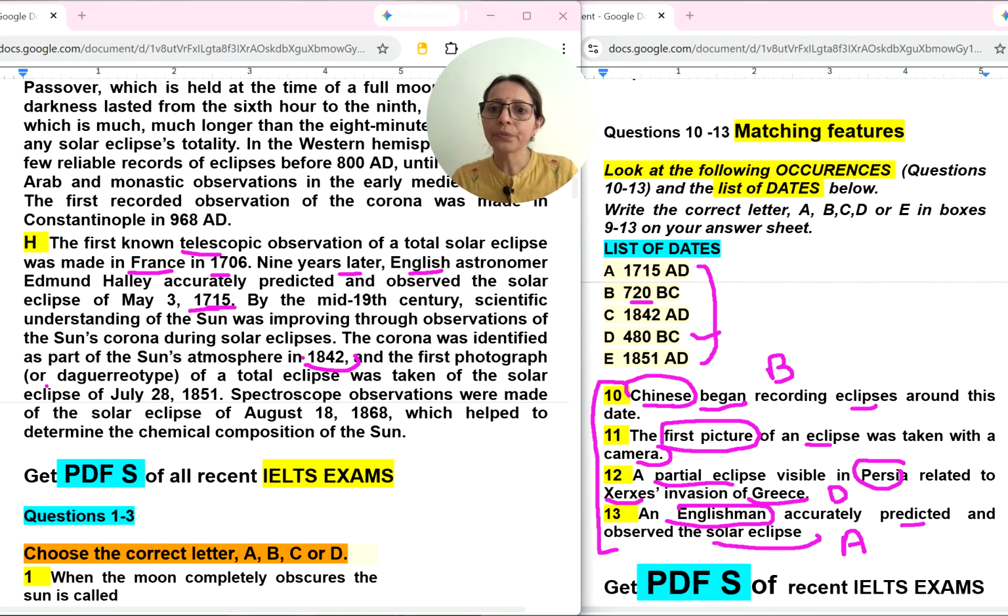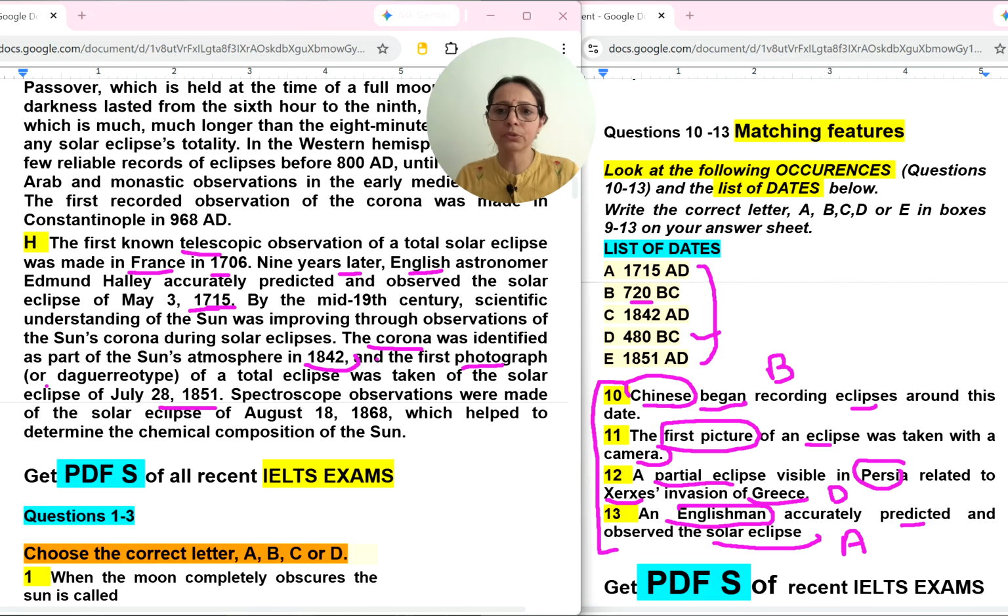Now coming to 1842, they are talking. The corona was identified. How many are left? 11th is left. The corona was identified as part of the Sun's atmosphere in 1842, and the first picture of an eclipse was taken with a camera, and the first total eclipse was taken in 1851.